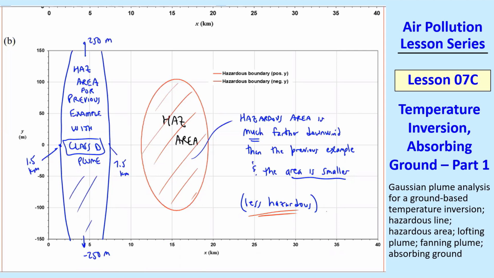There still can be downwind of a plume in a temperature inversion because that plume does eventually hit the ground. In this case, it's really far downstream, and this doesn't happen till about 11 kilometers and extends till about 19 kilometers. So that's pretty far downwind, but then you can still have this hazardous area.